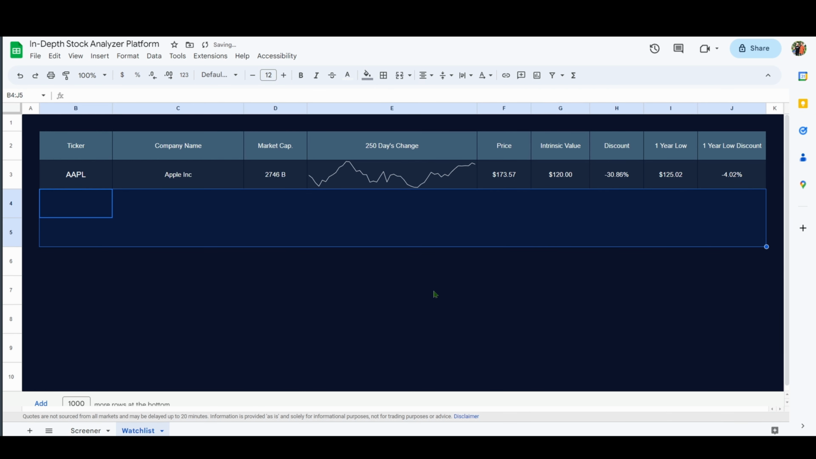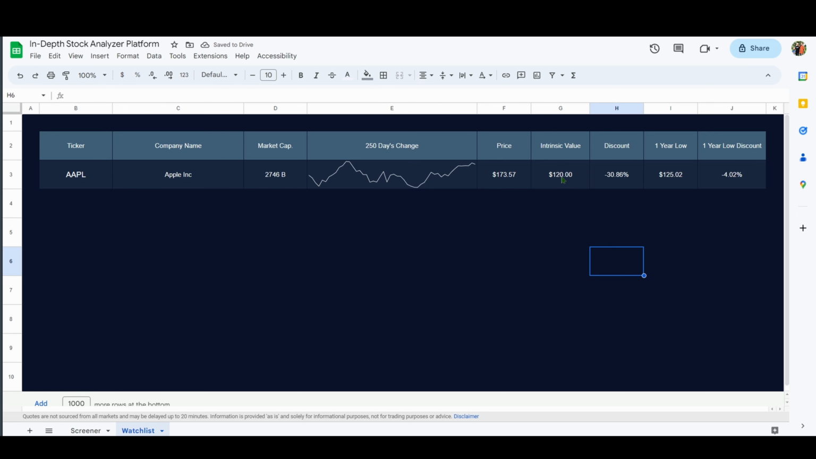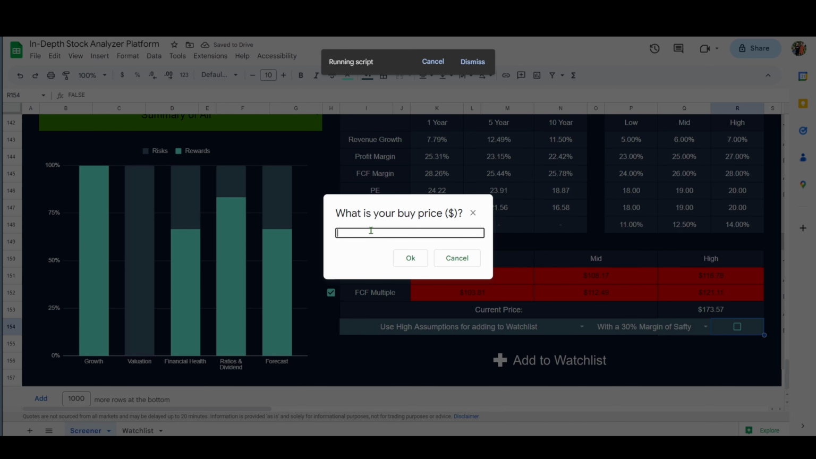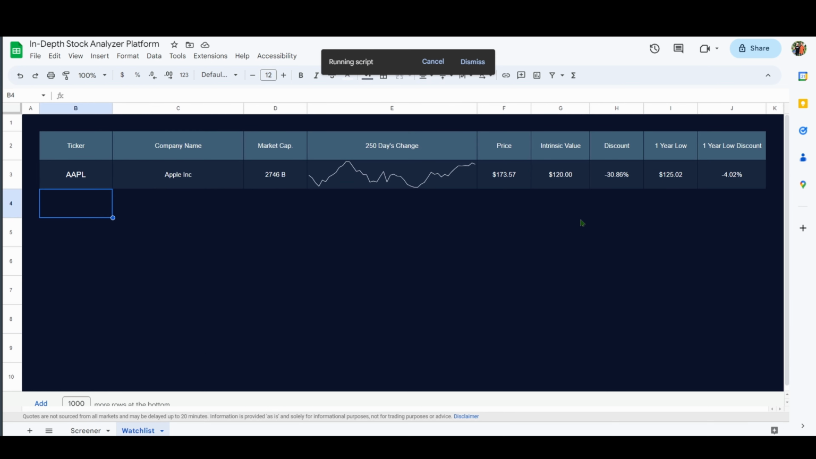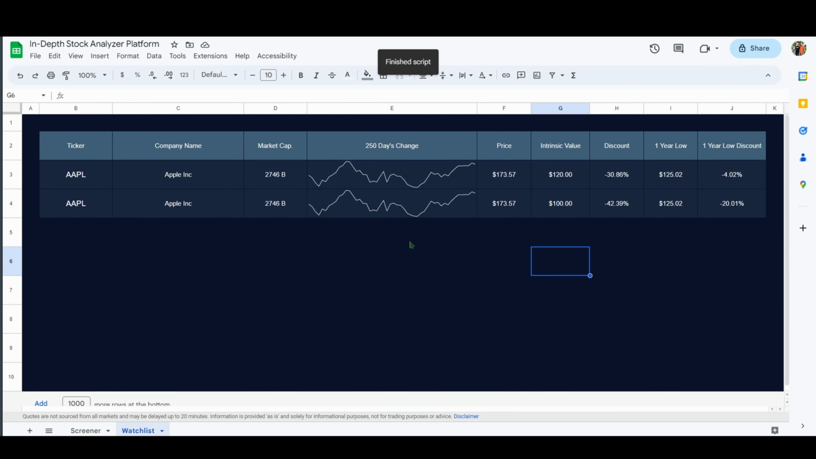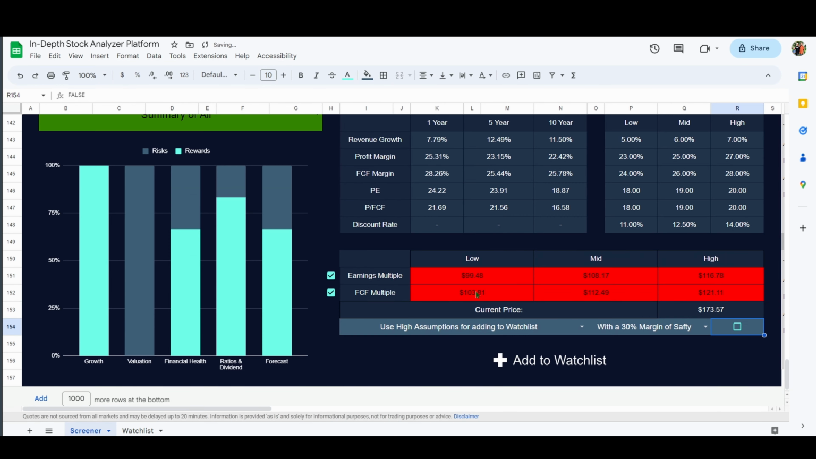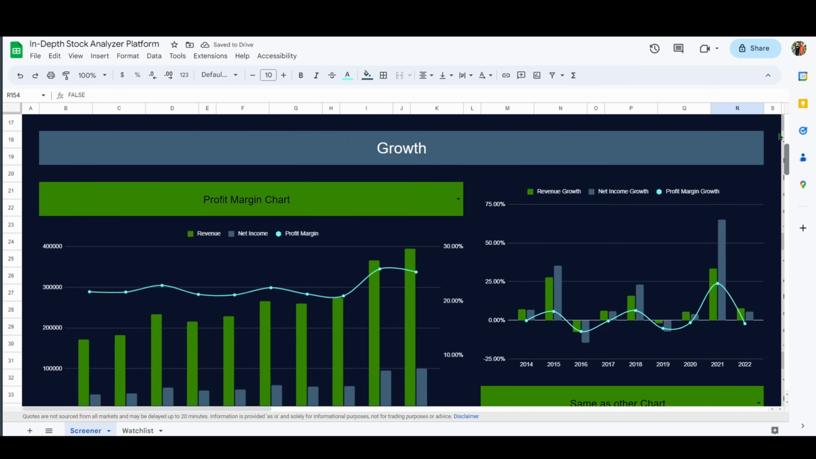So you basically have a watch list there, right? Now this tick right here is basically if you want to use this calculator to add to watch list. So if you untick it and add to watch list, it asks you what is your buy price, aka intrinsic value. You can say that it's $100, and then it will add Apple at $100 into your watch list using AppScript in Google Sheets.